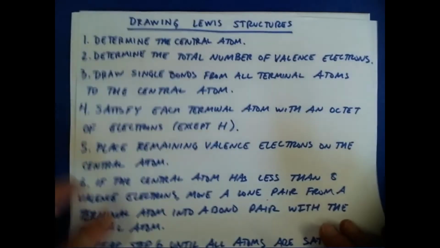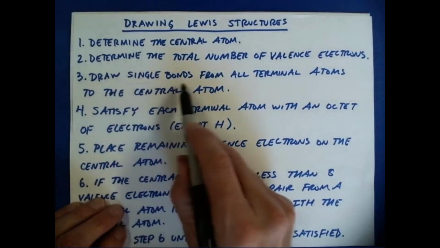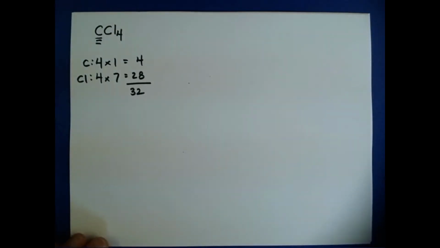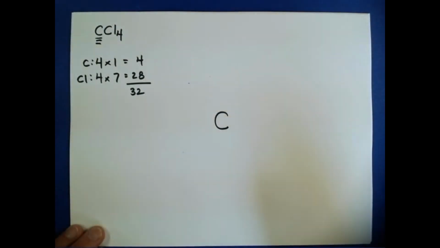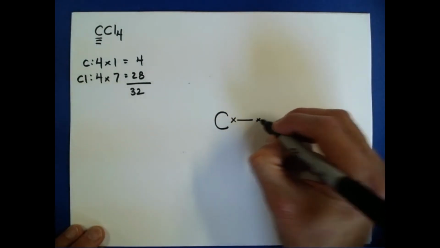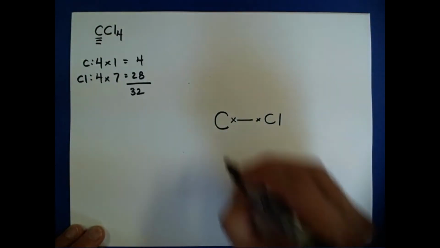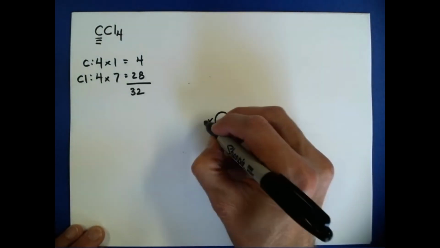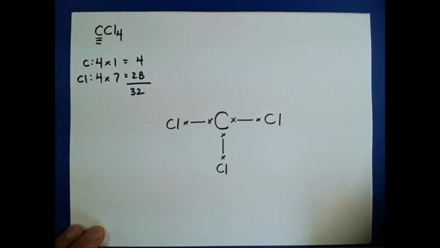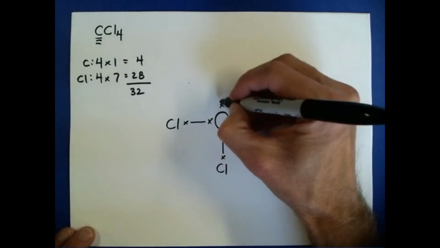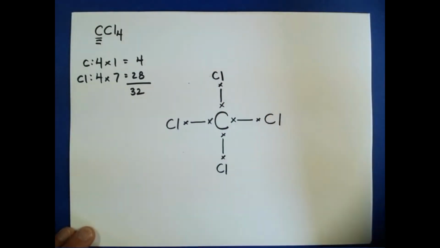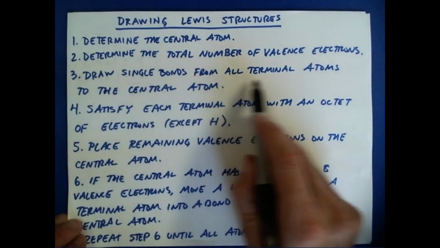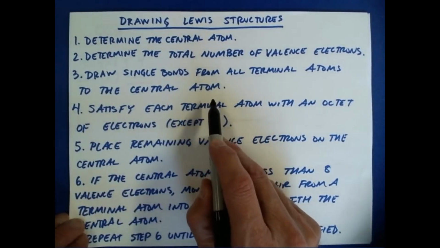The next thing we do is draw single bonds from all terminal atoms to my central atom. So we're going to take our central carbon, and I'm going to draw a single bond to my first chlorine, a single bond to my second chlorine, a single bond to my third chlorine atom. And there's one more. We'll draw another single bond to my last chlorine atom. And I've taken care of this particular step. I've drawn single bonds from all my terminal atoms to the central atom.